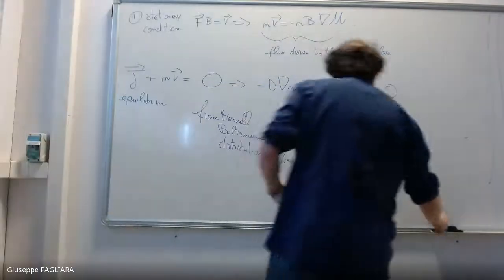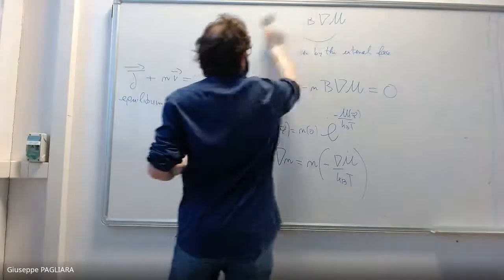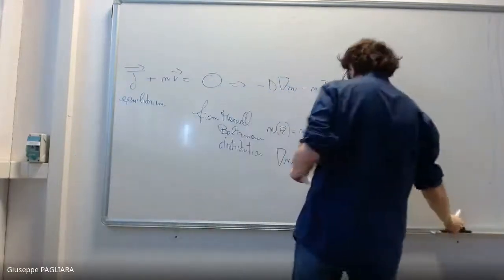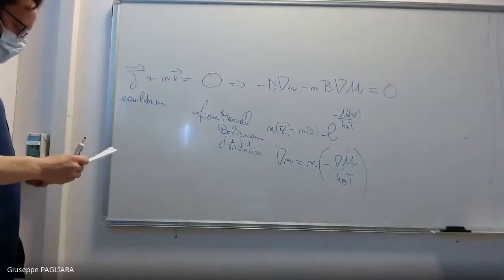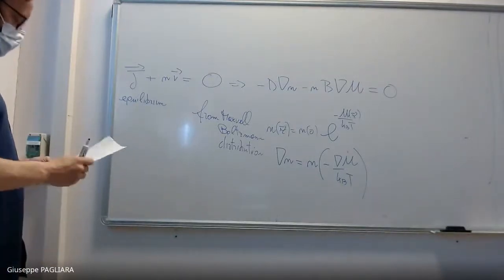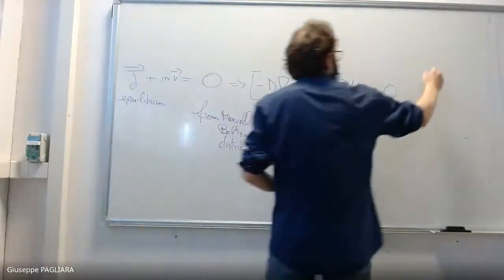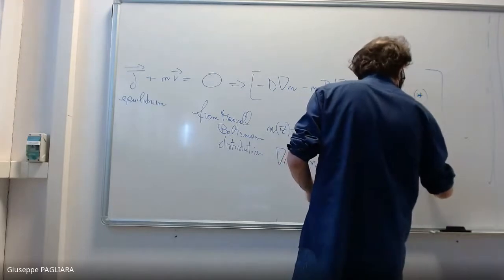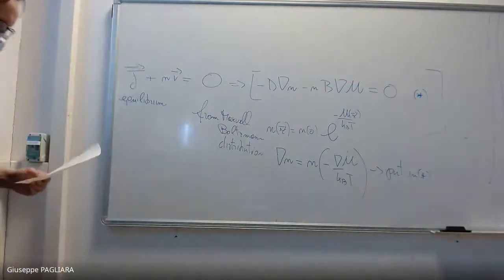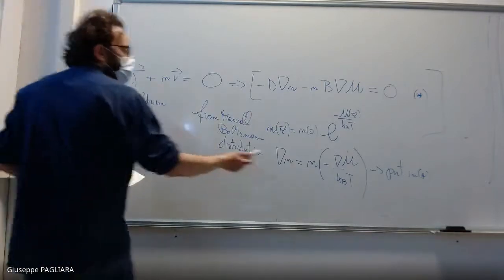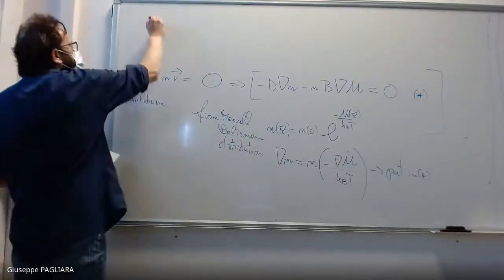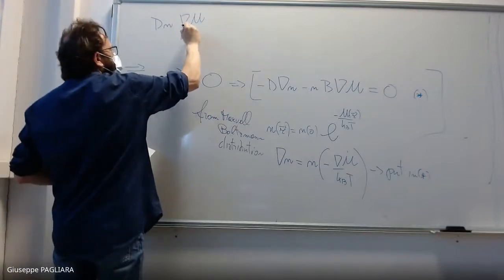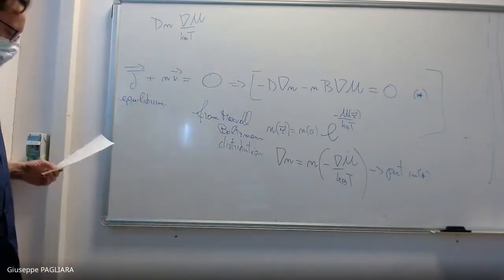Okay, so now let me put everything together. So I have here, okay, this is the gradient of n. Now let me call this equation asterisk and put this in asterisk. So you have minus D gradient of n, which is minus, and the minus goes away, so it's just D n gradient of u divided by kBT.